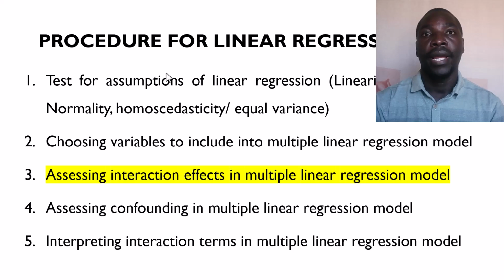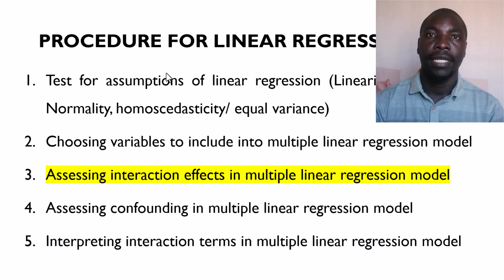In this video, we are looking at another important step in linear regression, that is assessing for interaction effects among your independent variables in linear regression using STATA. In our previous episodes, we've looked at how to check for assumptions and how to choose variables, and we shall also be looking at step 4, confounding and interpretation of the results in our subsequent episodes.